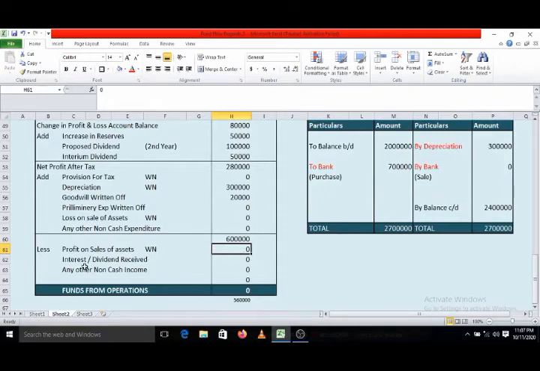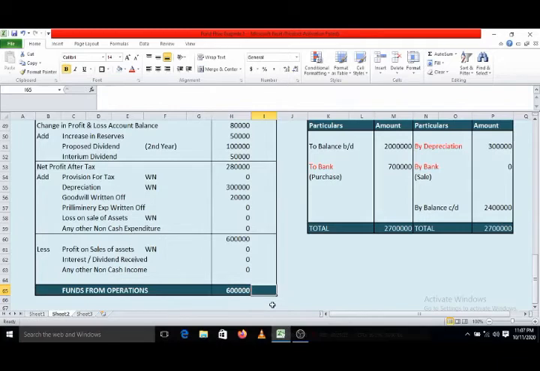Then interest or dividend received, no information available, 0. Any other non-cash income, no information available, that is also 0. So it means nothing is to be deducted. Here we have to take the total, that will become 6 lakhs. So this is the amount of funds from operations. ये हमको funds from operations मिल गए.